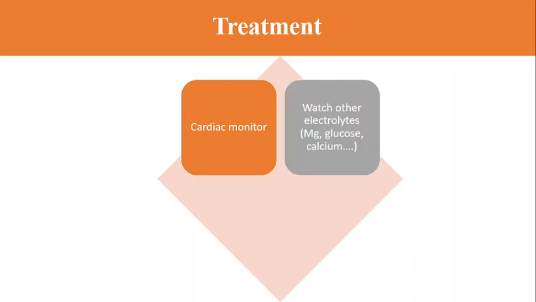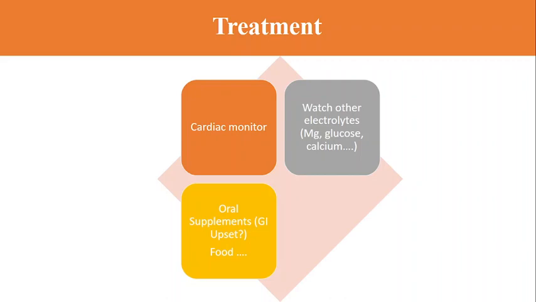The next thing is we have to watch other electrolytes equally, because whenever potassium is low in the body, usually the magnesium content is low, and the glucose, the calcium, the sodium, all these electrolytes should be carefully watched, because usually we find that whenever potassium is low, magnesium is also low. So what should be done? We have to do a magnesium correction also for a patient with hypokalemia. So one thing is monitoring, another thing is checking whether it is only potassium or whether other electrolytes are being affected. The third thing is we have to supplement.